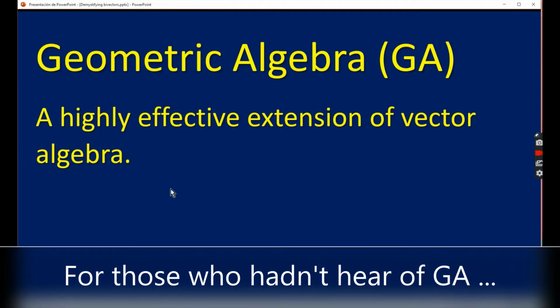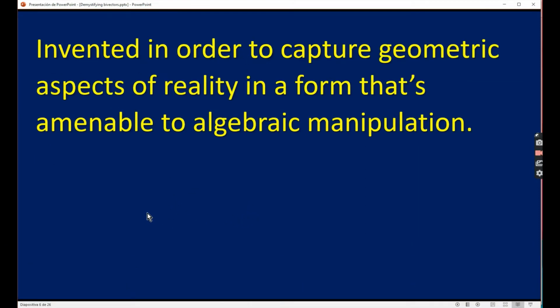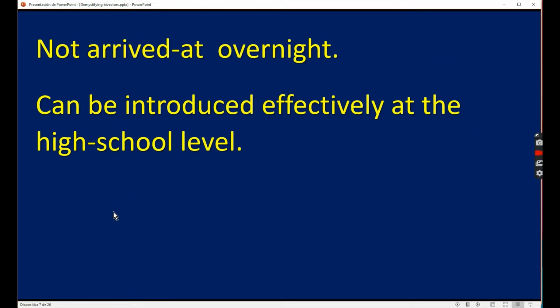Geometric algebra, for those who aren't familiar with it, is a highly effective extension of vector algebra. It was invented in order to capture geometric aspects of reality in a form that's amenable to algebraic manipulation, and it's quite efficient. This geometric algebra was not arrived at overnight. It was a product of an awful lot of thought, and still it's not difficult to use. It's very efficient, and it can be introduced effectively at the high school level.